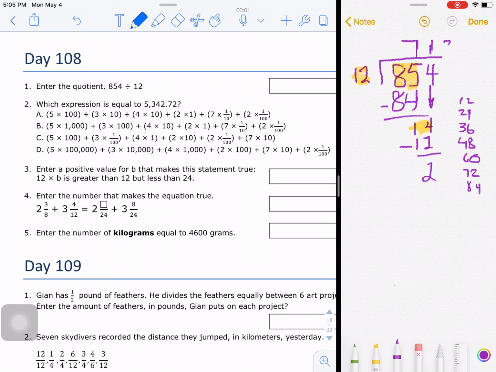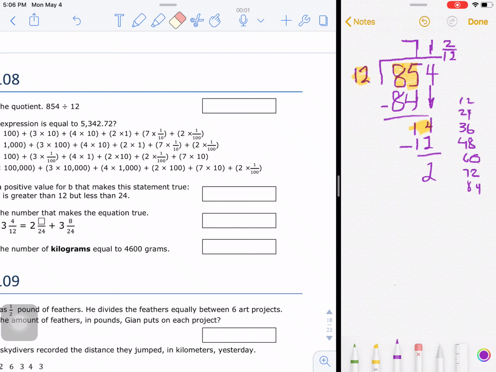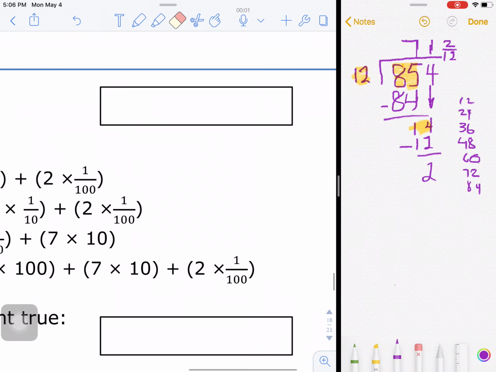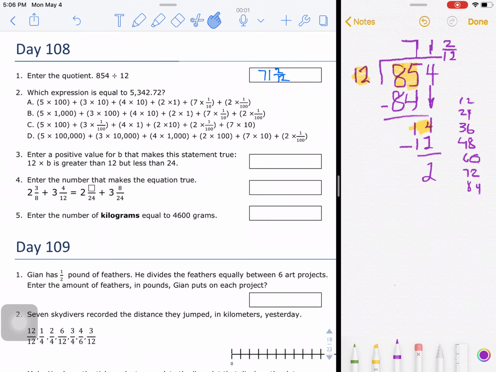We're going to write our remainder as a fraction. So the quotient of 854 divided by 12 is 71 and 2/12. In 4th grade, you would have written that as 71 remainder 2.